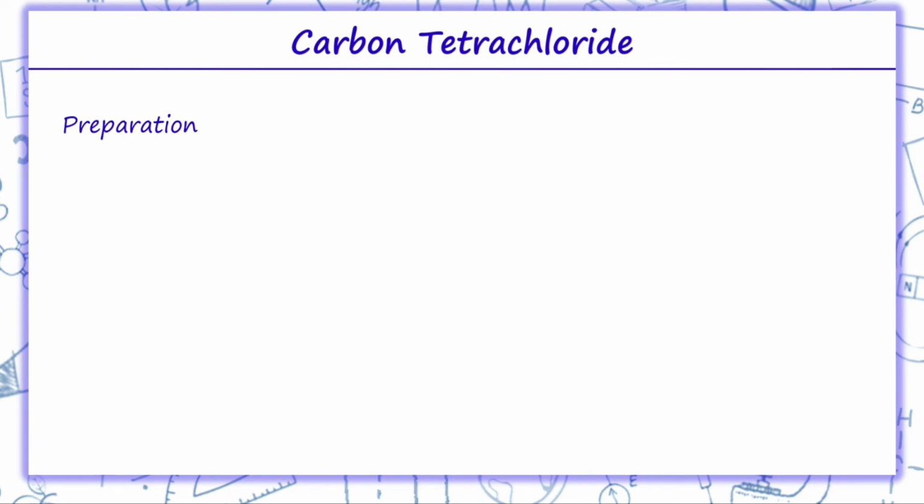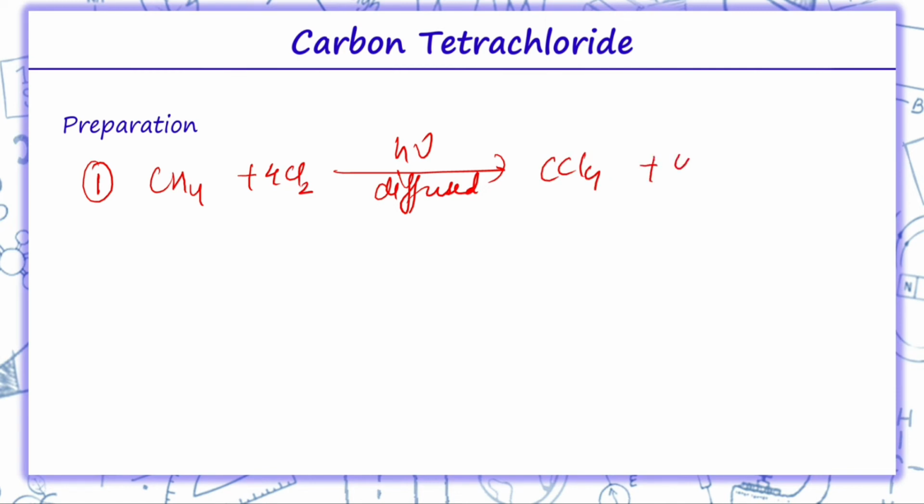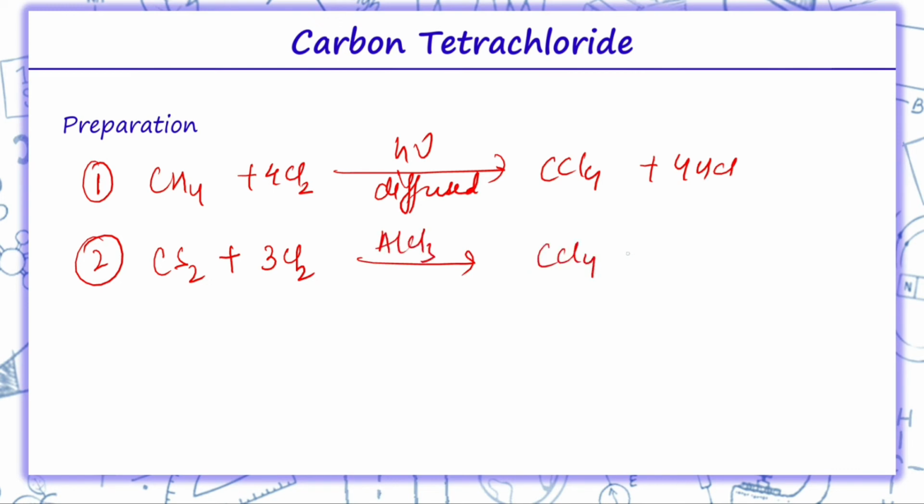The next compound is carbon tetrachloride. It can be prepared in several ways. The first preparation is methane on chlorination. Methane on chlorination in diffuse sunlight gives CCl4 plus 4HCl. Similarly, the second preparation method is carbon disulfide on chlorination in presence of aluminium chloride, which will give carbon tetrachloride plus S2Cl2. Now this S2Cl2 is separated by fractional distillation, and then it is again treated with CS2 to give CCl4. Similarly, the third reaction, we can prepare it from propane also.